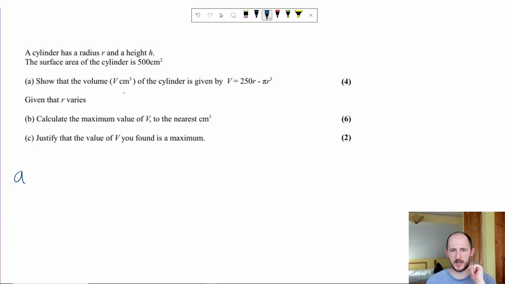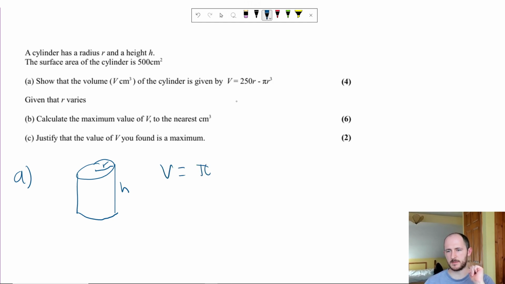So we have a cylinder. Again, I like to draw a little diagram just to help me visualize what's happening. It's a beautiful cylinder. Look at that. Has a height h, radius r, and it's to show that the volume of the cylinder is given by this. So the volume of a cylinder is pi r squared h. Again, that doesn't look anything like this. What letter's missing? Well, here we have r squared and h. Here they just have r. So that means I need to find an equation for h.